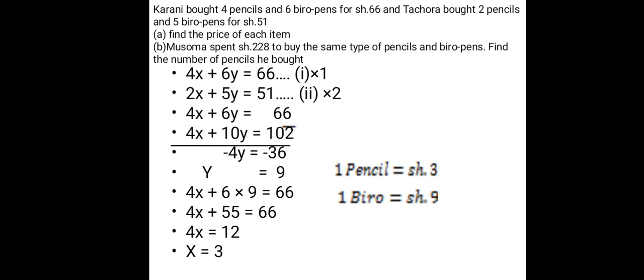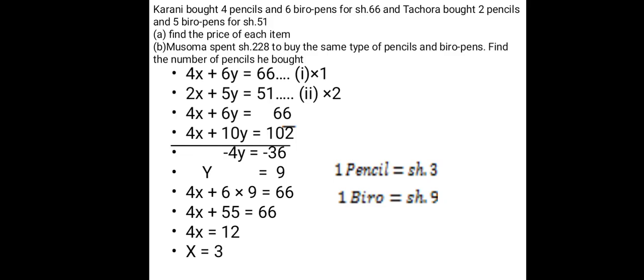Substituting y in any of the equations, of which I have substituted in the first equation, we get the value of x is 3. So one pencil costs 3 shillings, one biro costs 9 shillings.